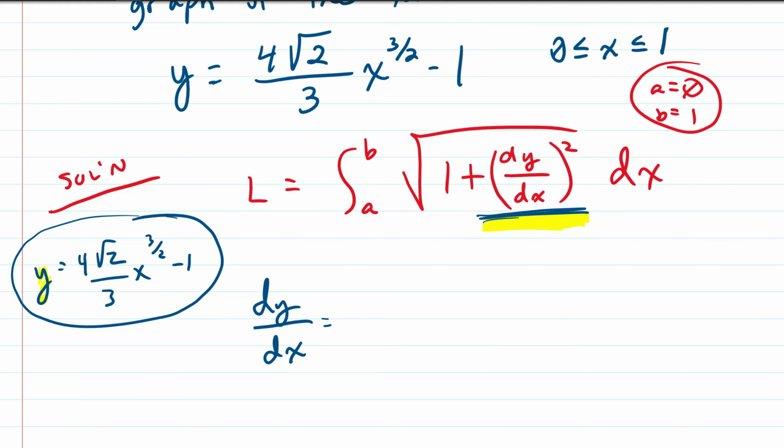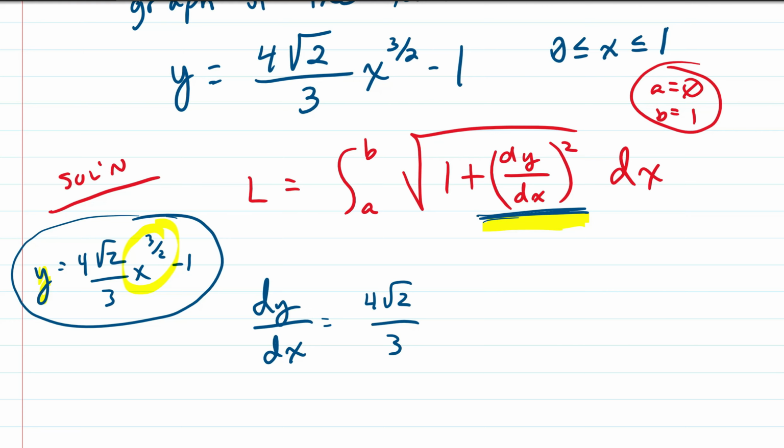Well, as you can see, that 4 square root of 2 over 3, that's a coefficient. So we can move that out to the front according to our differentiation rules that we learned way back. And then just work on this part right here, right? That x to the 3/2 power. So we have 4 square root of 2 over 3. X to the 3/2 power is not a big deal. We're just going to use the power rule.